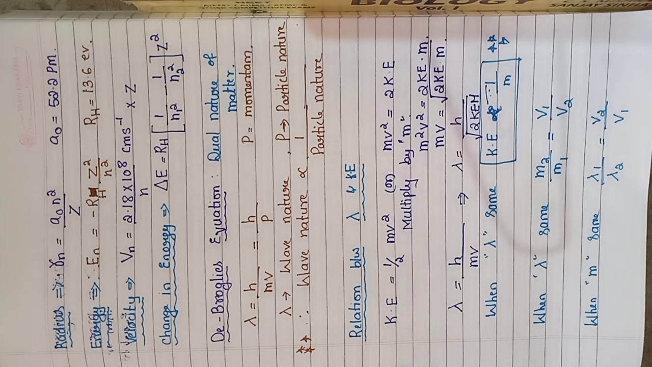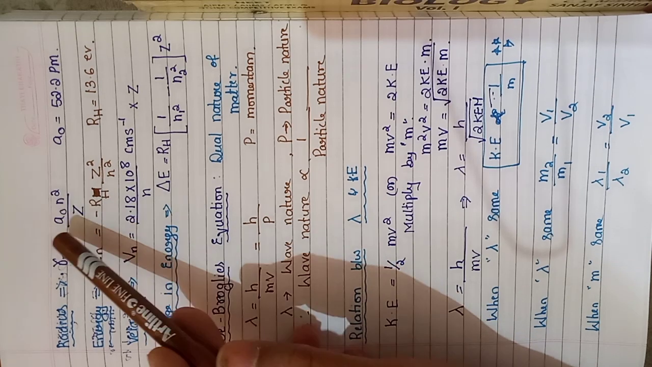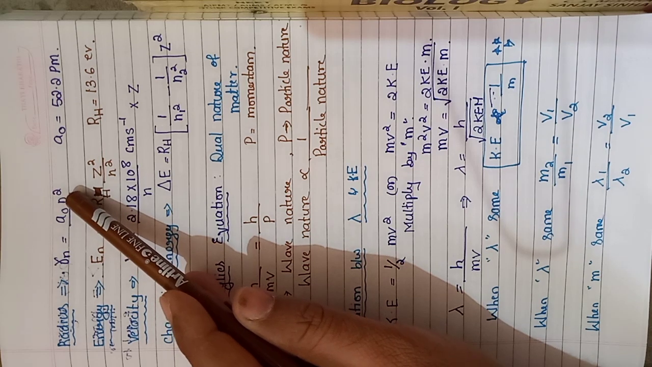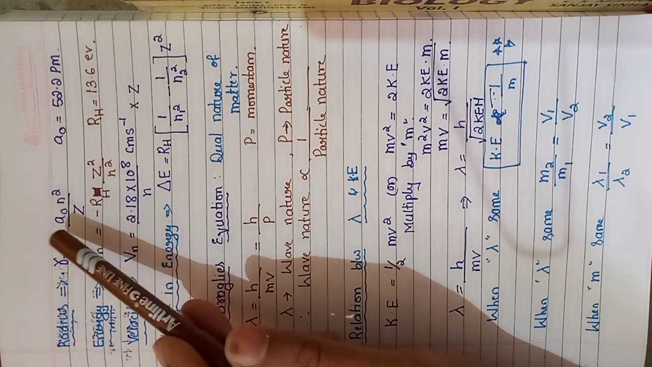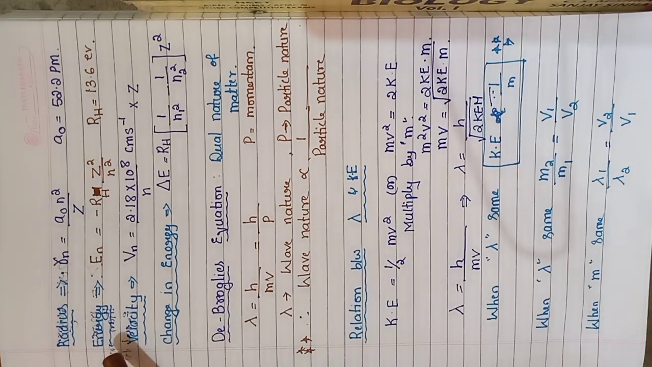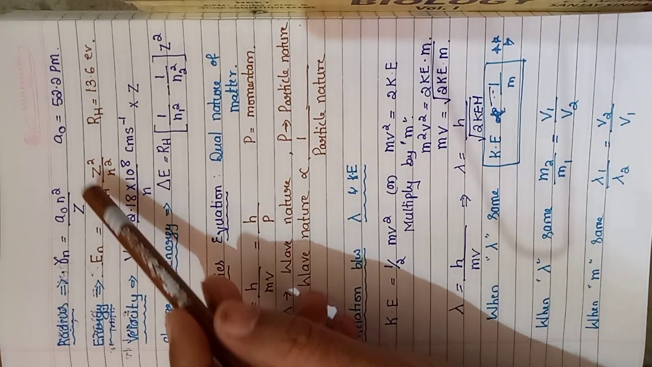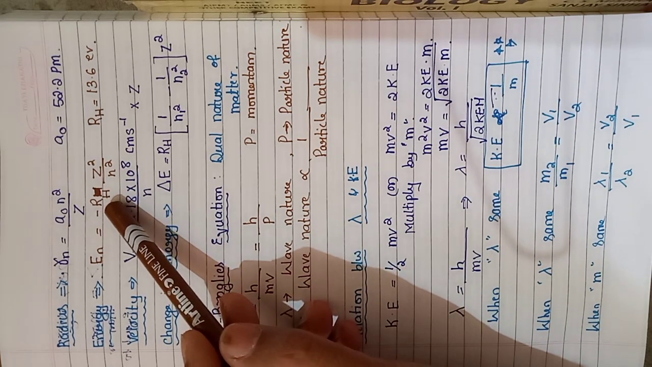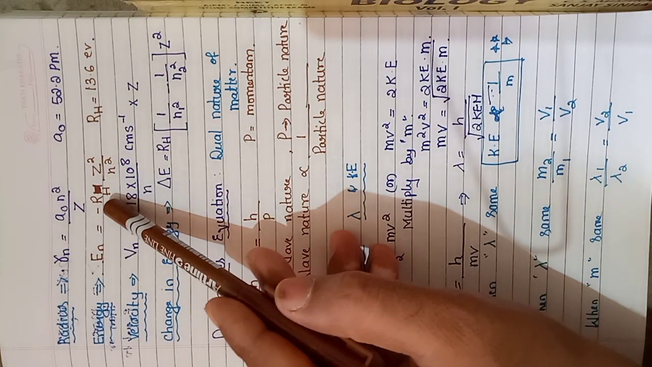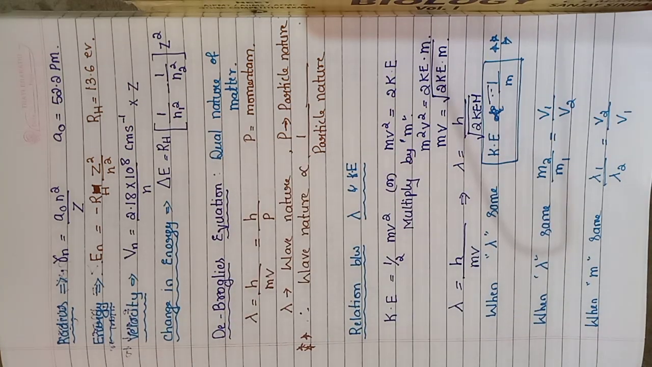Then if you want to find the radius of the orbit, the formula is Rn is equal to A0 n square divided by Z, where Z is the atomic number, n is the principal quantum number or the number of the shell, and A0 is a constant, 52.9 picometer. This formula is also very important. And if you want to calculate the energy, the formula is En is equal to minus RH into Z square by n square. Here the RH value is 13.6 electron volt. If you want to calculate the energy, we have to use the RH value as 13.6 electron volt, not the previous RH value, the Rydberg constant value.